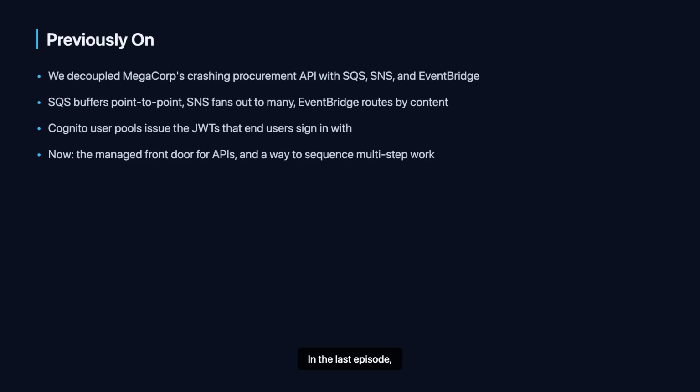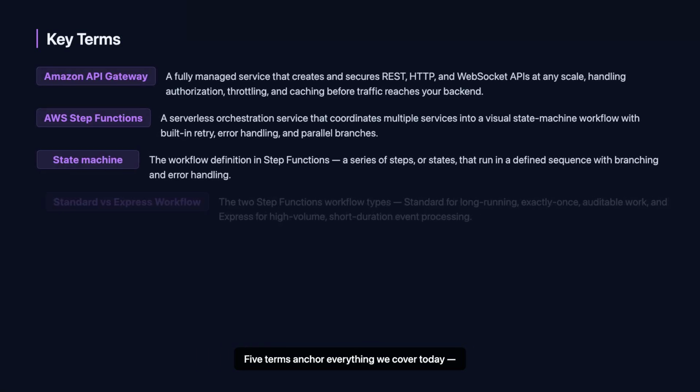In the last episode, we rescued MegaCorp's procurement API by decoupling it with 3 services. Quick refresher: SQS buffers work point-to-point, SNS fans one message out to many subscribers, and EventBridge routes events by their content. And a couple of episodes back, Cognito user pools handed our end users the signed tokens they log in with. Now we add the last 2 pieces: the managed front door for APIs and a way to sequence multi-step work reliably. 5 terms anchor everything we cover today.